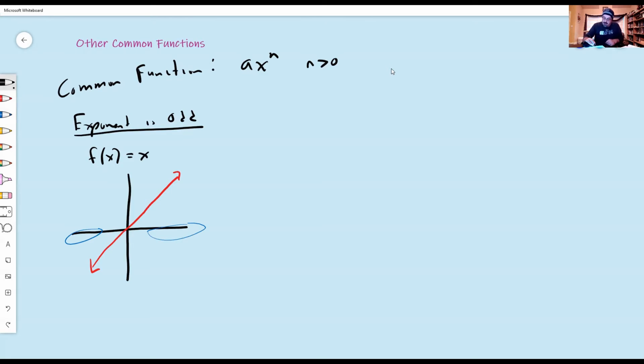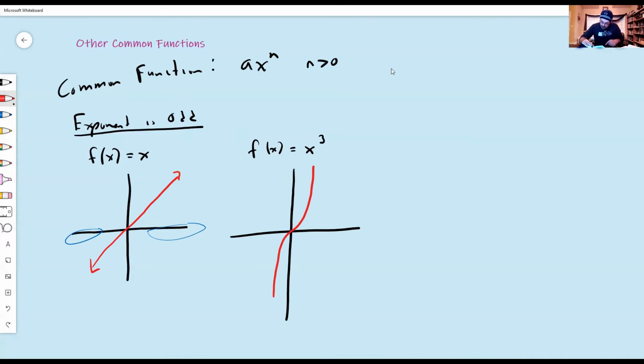As you keep going, we look at f of x equals x cubed. I'm going to draw this out. I'm not going to go through the points or make tables, but you can make tables. This one looks like this. If you do f of x equals x to the 5th, the picture looks something like this.